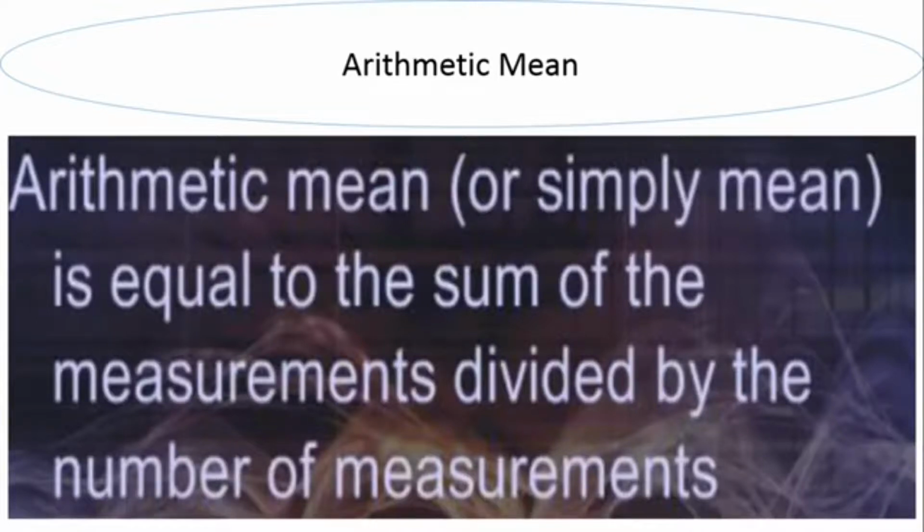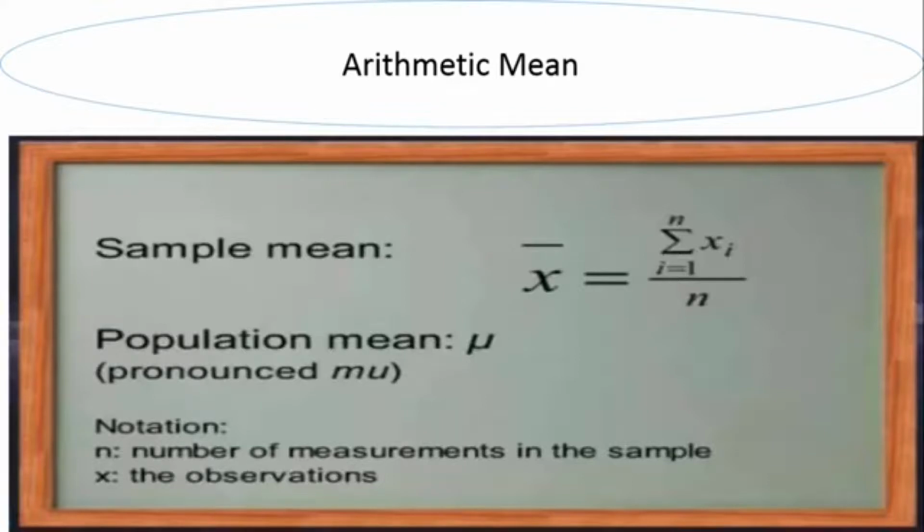number of measurements. So mathematically, you can see on your screen how to compute a sample mean. So a sample mean is equal to the sum of observations divided by the total number of observations. The population mean is calculated as you can see on your screen.